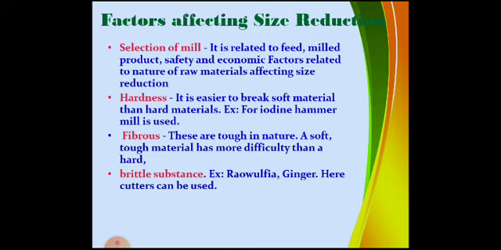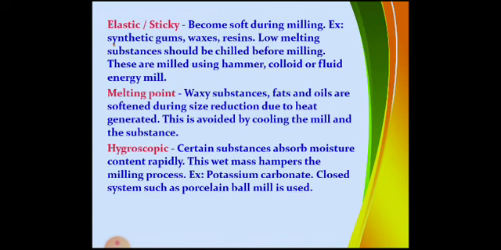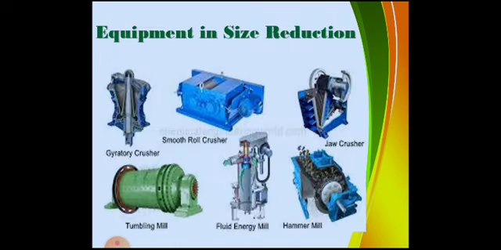For drugs like Rauwolfia and ginger, a cutter can be used. Elastic materials become soft during milling. Then melting point: waxy substances, fats and oils are softened during size reduction due to heat generation. Hygroscopic substances absorb moisture rapidly, and the wet mass hampers the milling process.